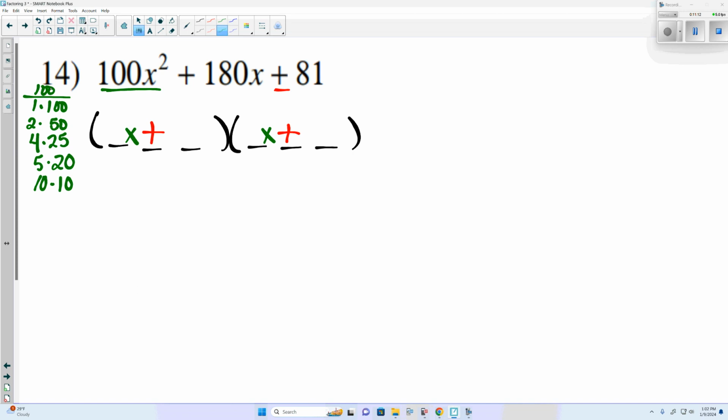So factors of 100 are 1 and 100, 2 and 50, 4 and 25, 5 and 20, and 10 and 10. Which one of these do we want to try first? 10 and 10.